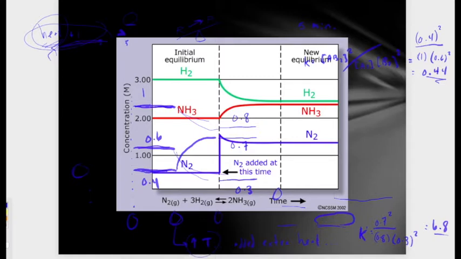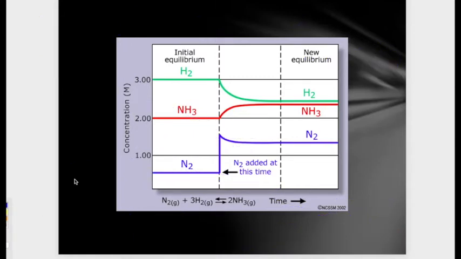Let's look at another example. We're going to look at a lot of these. Okay, so this one is pretty simple. There are no questions here. I just want to go over it with you. So here's our reaction system. Once again, the formation of ammonia. And you can see that we have an initial equilibrium.